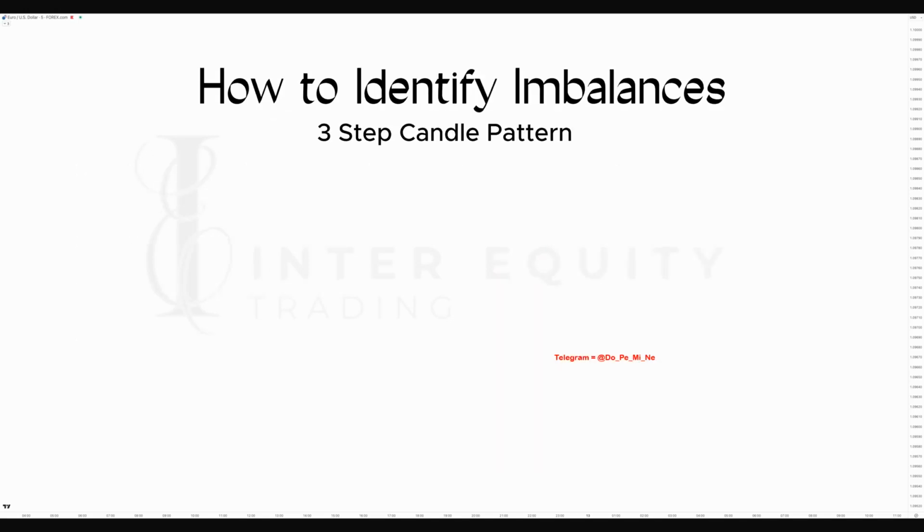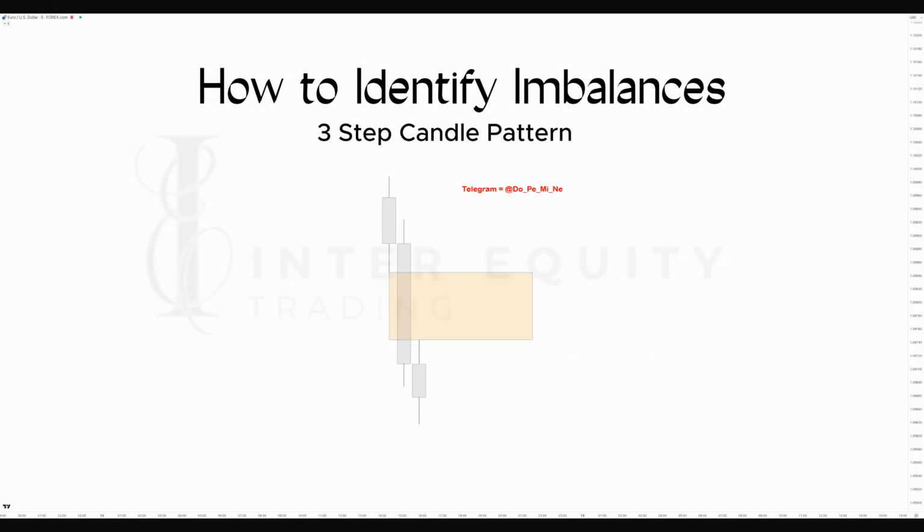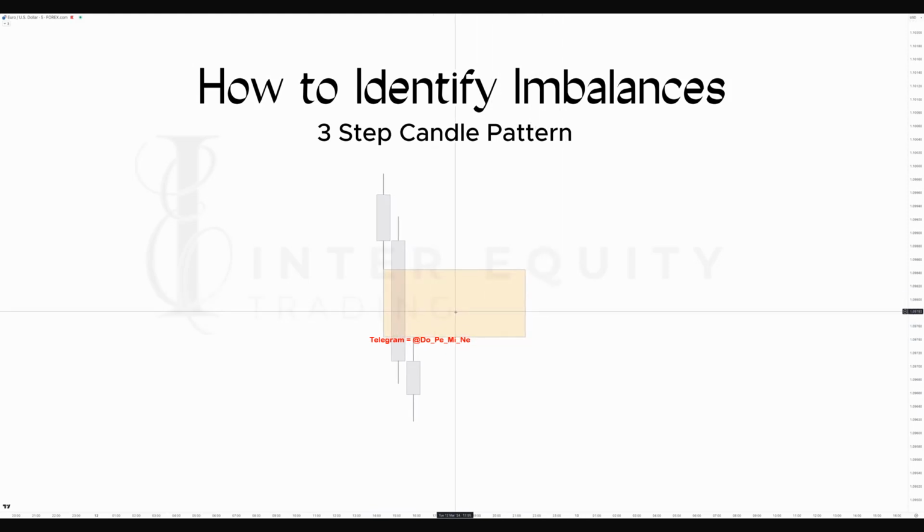Alright, so identifying an imbalance is a three-step candle pattern, which looks like this. So the imbalance is the candle with a gap between the wicks of the candles to its left and right. Okay, so this right here is the imbalance, right? I marked out this box right here. That is the imbalance. How do you know?